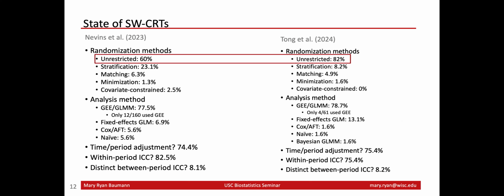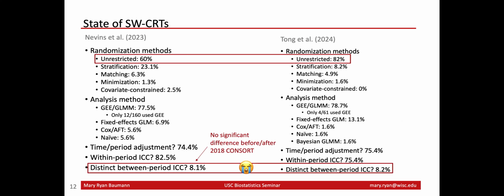And the majority of them were also adjusting for some amount of clustering, doing at least a within period ICC. But unfortunately, we only saw about 8% that were incorporating some sort of distinct between period ICC. So actually incorporating at least a nested exchangeable correlation structure into their studies, which is falling down on one of the basic tenets of designing any kind of longitudinal cluster randomized trial, much less a stepped-wedge trial. And we didn't really see a difference in that metric before or after that CONSORT extension was released, recommending that you actually do that.